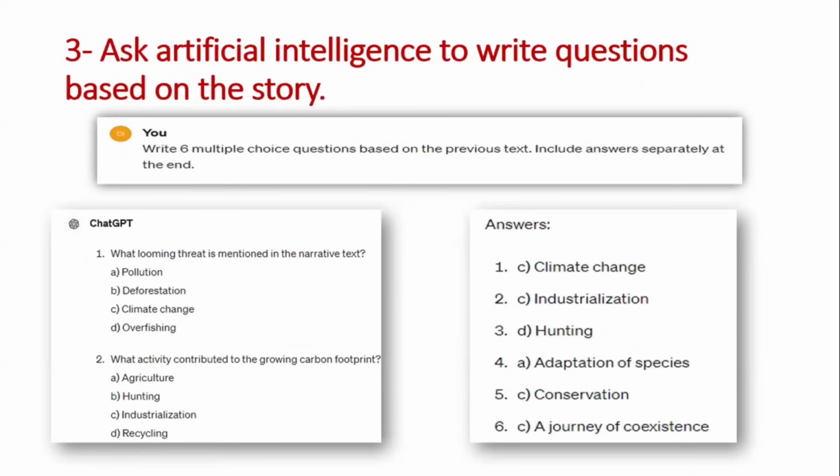So here is what came up with me. I have some questions. You can even ask for a specific number of choices. It's up to you. And you can also ask for the answers to be mentioned at the end. Here you can see that I asked for the answers to be included separately at the end because I didn't want the answers to be right under the questions.